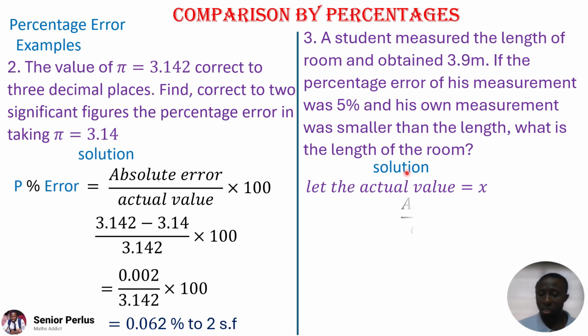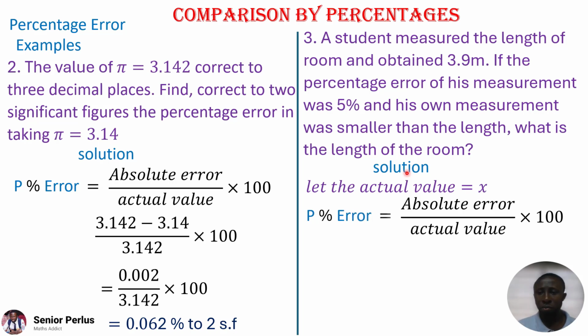So this is a typical application. This is the percentage error formula: the absolute error out of the actual value. We don't know the actual value. You see, we always just take the difference, and the actual value was the largest one. Since it is bigger, we are given the percentage error as 5%. His own measurement was smaller than the length, so it means that the length is bigger. So subtract from the bigger, which is the actual one. Then you multiply by 100.